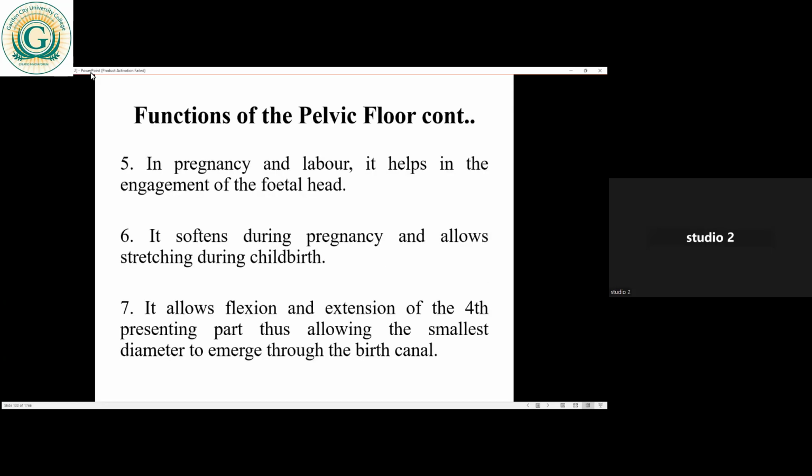In pregnancy and labor, it helps the engagement of the fetal head, and it softens the muscles. They soften during pregnancy, which allows stretching during childbirth.